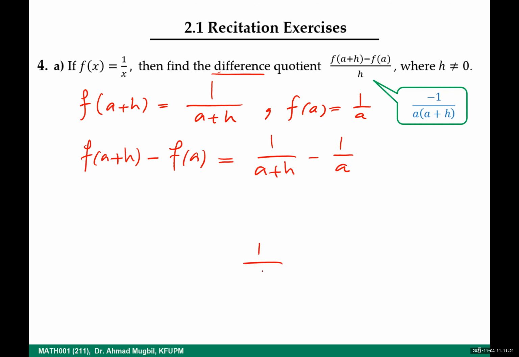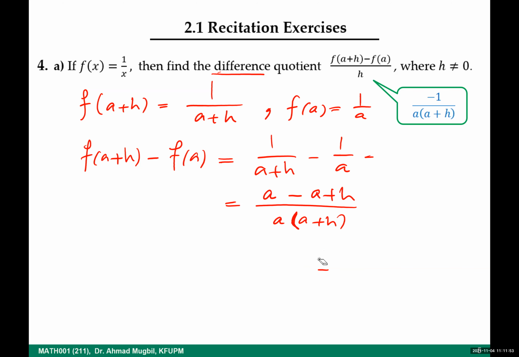Now, when you have 1 over 3 minus 1 over 2, you will leave it like this, or you will simplify. You will bring them over a common denominator and write them as a single fraction. So this is what you should also do here. What is the LCD? It is a times a plus h, or a plus h times a. The multiplication is commutative. Now, here you will multiply 1 by a.